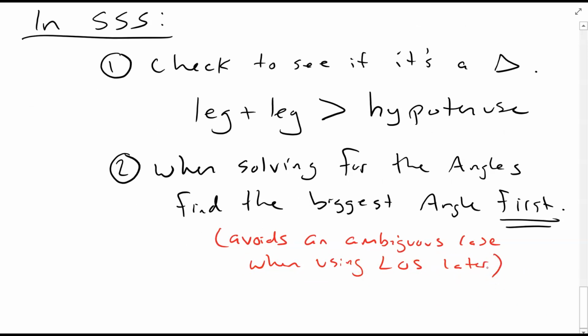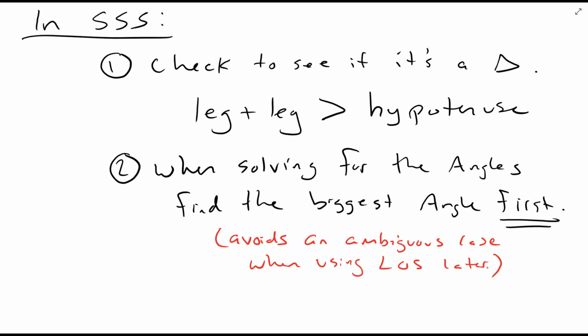In the next step, where you'd probably want to use the law of sines, if we found the biggest angle first, we can avoid the possibility of an ambiguous case rolling in there, because we automatically have the biggest side opposite the angle. So we're good. No ambiguous case can roll in and make things confusing for us. So in the side, side, side situation, just solve for the biggest angle first.